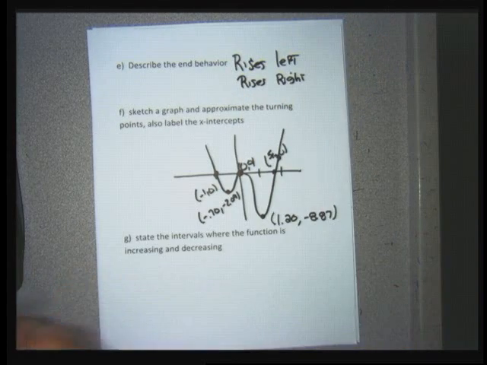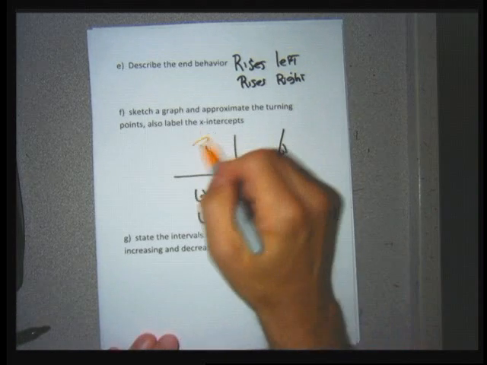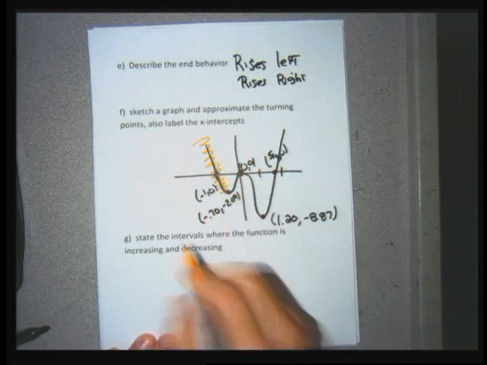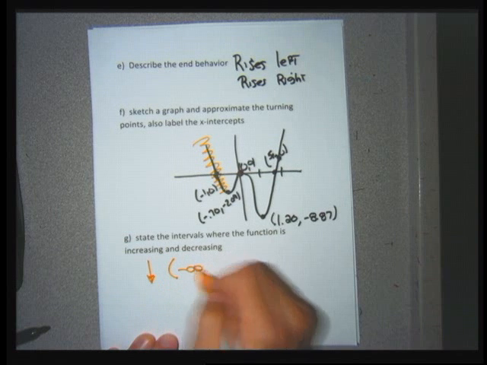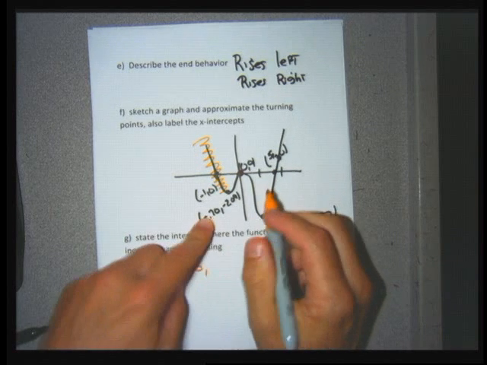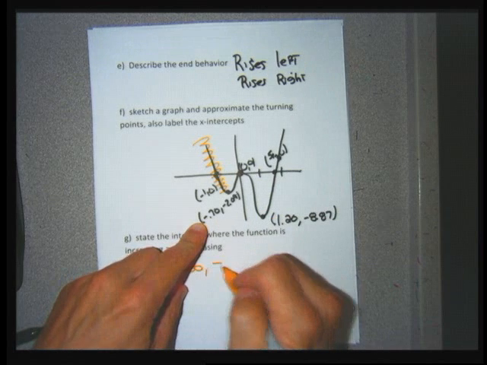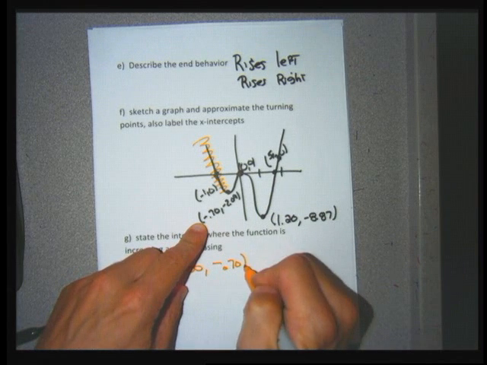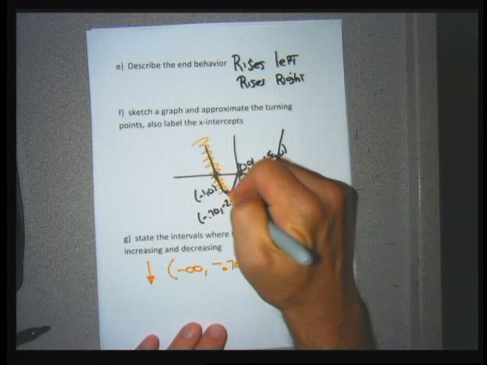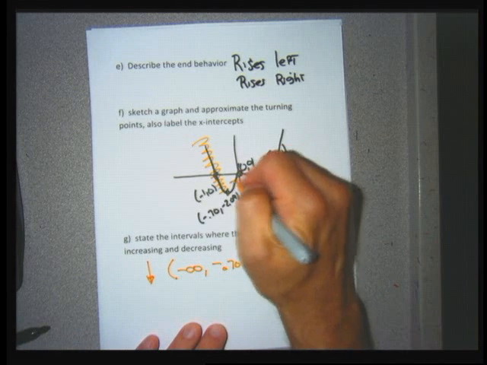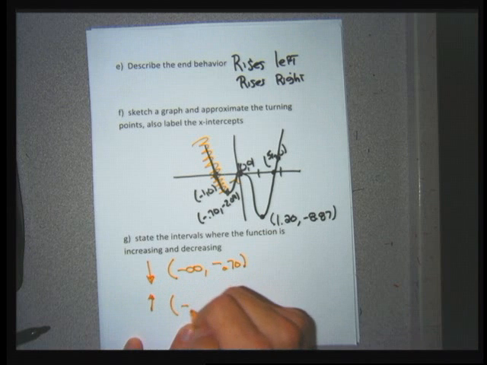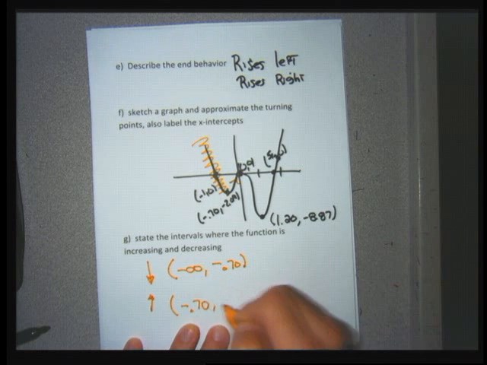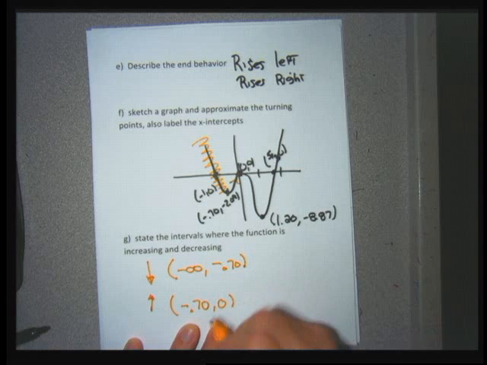And now for the increasing and decreasing. This first region, it's decreasing, and that's the region from the far left edge of the x-axis, which is -infinity, to the x-coordinate of that minimum point, or that turning point, which is -0.70. And then, between that low point and that high point, it's increasing. To define that as an interval, I'm going to say it's the interval between -0.70 and 0.